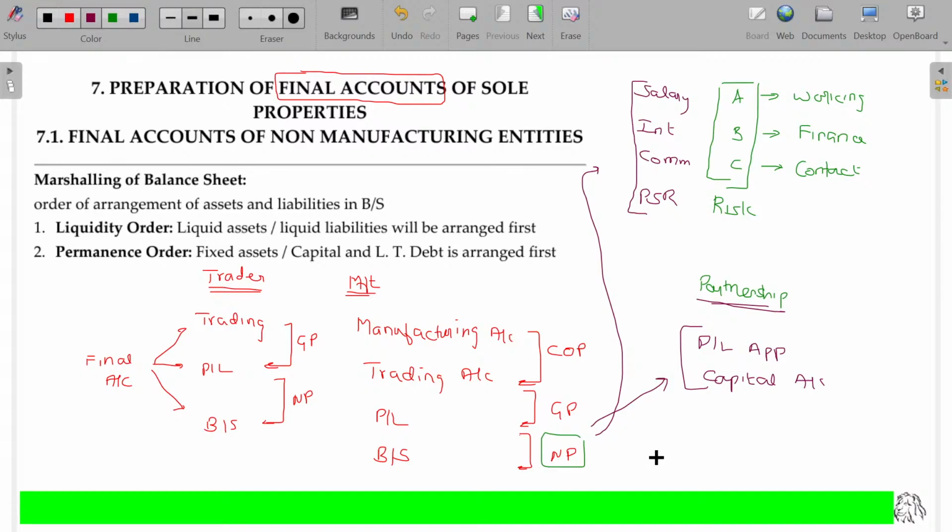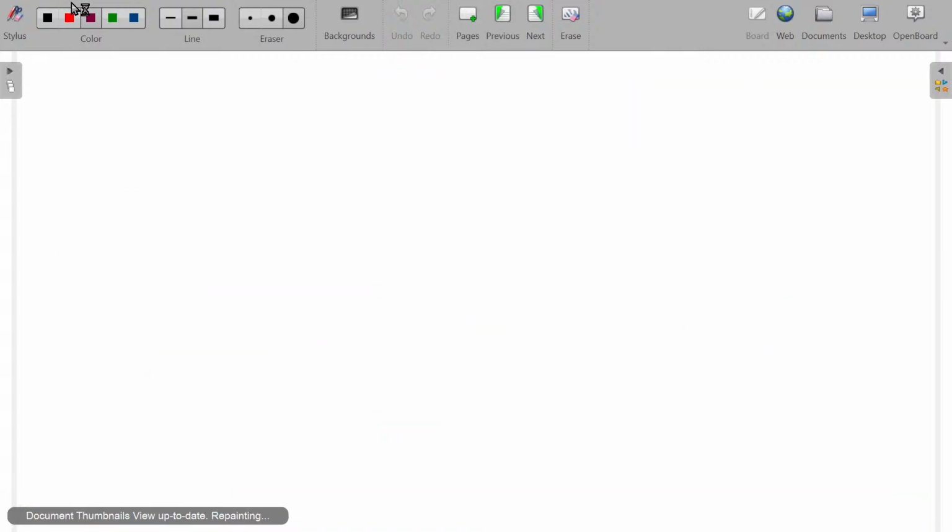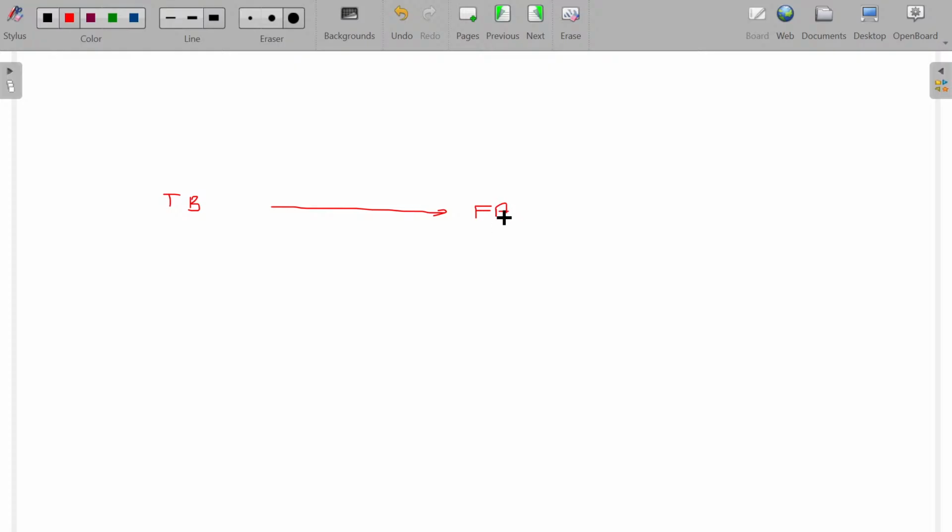Now, from the trial balance, we are going to prepare the final accounts. TB to final accounts. The final accounts will be of three segments: trading, P&L account, and balance sheet.